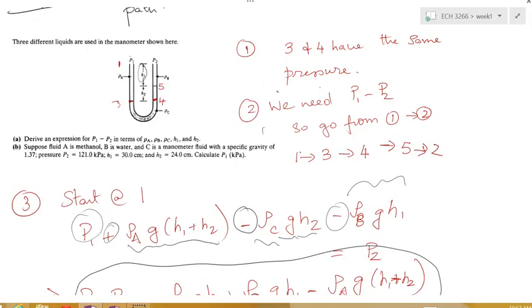So manometer problems are really simple to solve. All you need to do is carefully identify where the pressures are equal, work out the path, and go from, say, point 1 to point 2. And I call this a jump technique. I'm sure you're going to find this in a number of different textbooks as well.